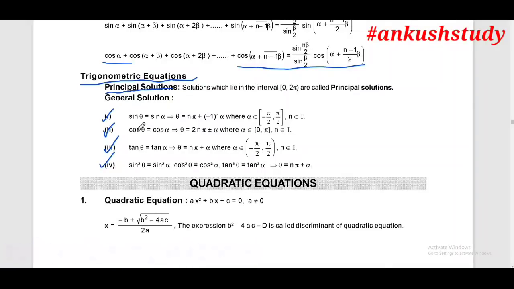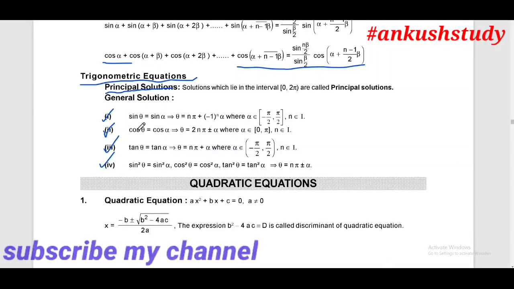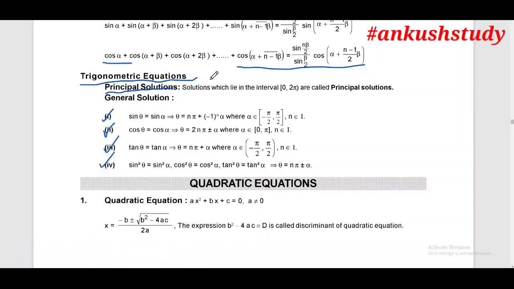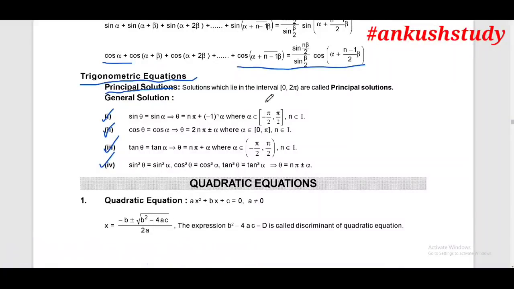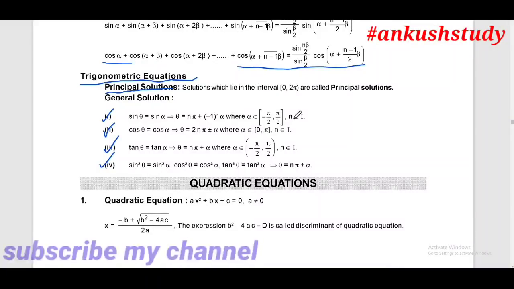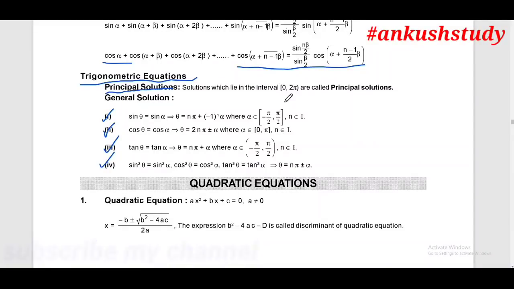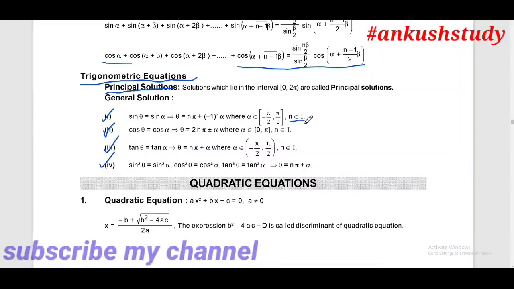Sine theta equals sine alpha, which gives theta equals n pi plus (minus 1) raised to n alpha, where alpha belongs to the closed interval minus pi upon 2 comma pi upon 2, where n belongs to I. Okay, so everywhere n belongs to I only.